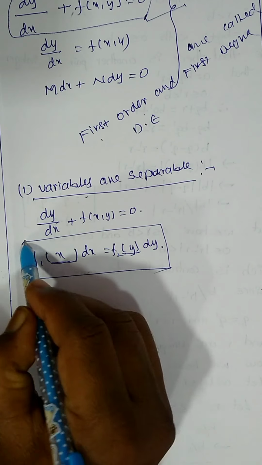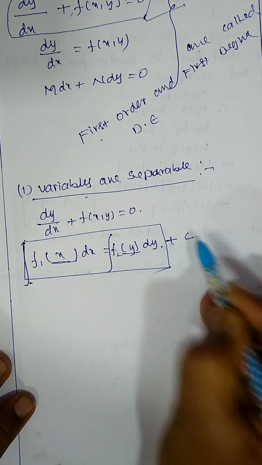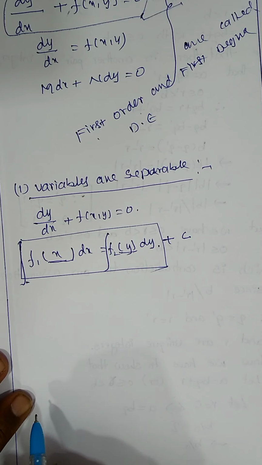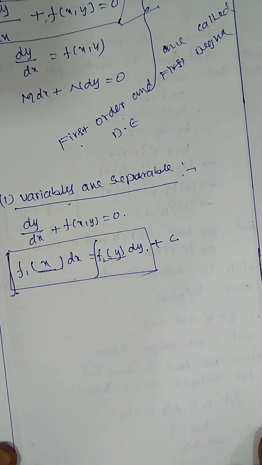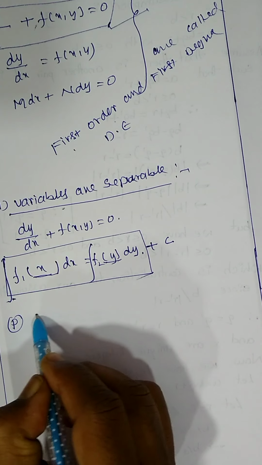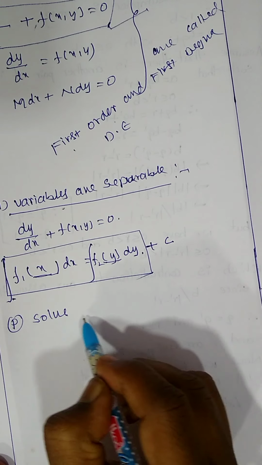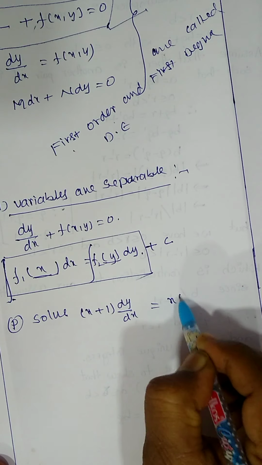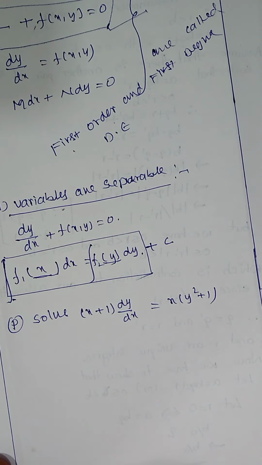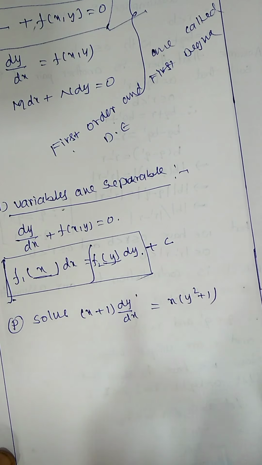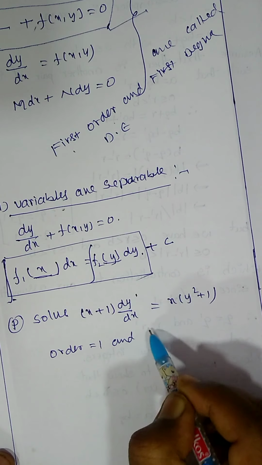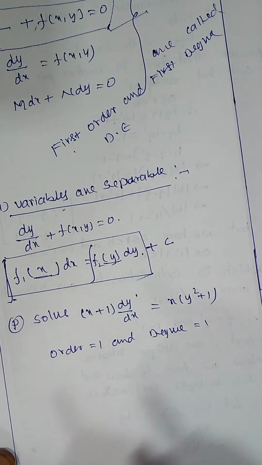Now integrating this on both sides, let's see. After simplification, we get some equation. That equation is called the solution of the given first order and first degree differential equation. For example, solve (x plus 1) dy by dx equal to x (y square plus 1). The given differential equation has order 1 and degree 1. Now we can apply variables separable if possible.